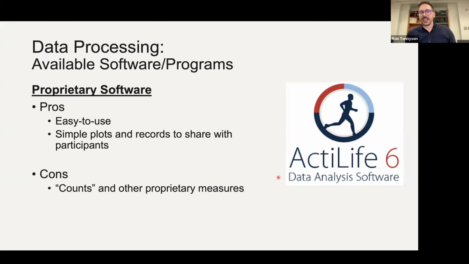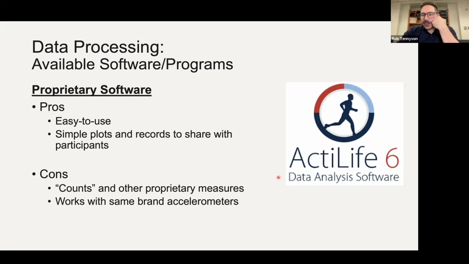And people outside of the company are not really able to double check how they're calculating it. It also only works with the same brand. So if you have Actigraph, you can only use Actigraph devices. If someone has an ActiWatch, or some of these other brands, you can't use them with this software. It all has to play within the same company.